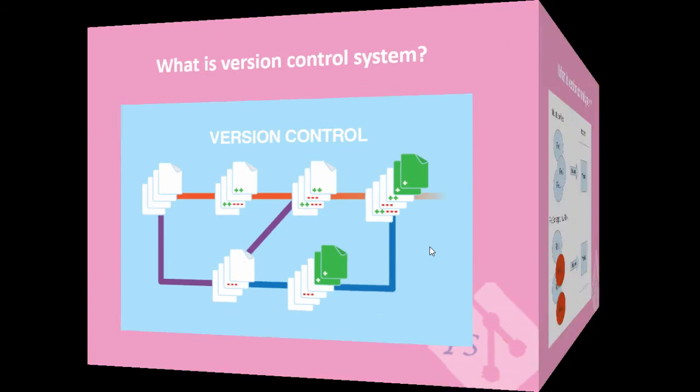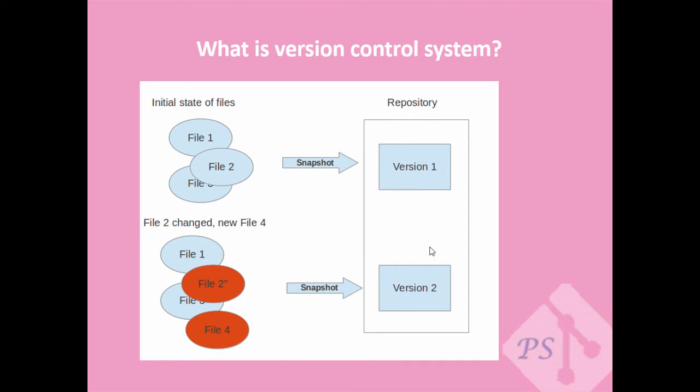VCS are typically used to track changes in source code for a programming language or other text files like HTML code or configuration files. But a typical version control system can put any type of file under version control. This is the brief definition.